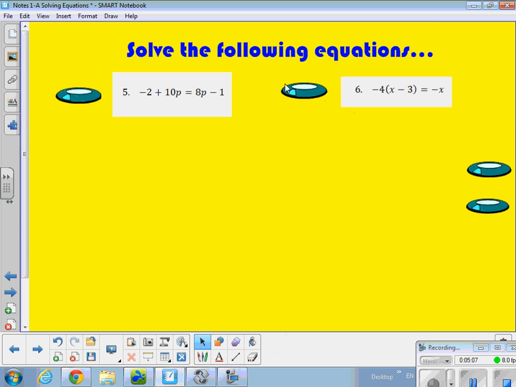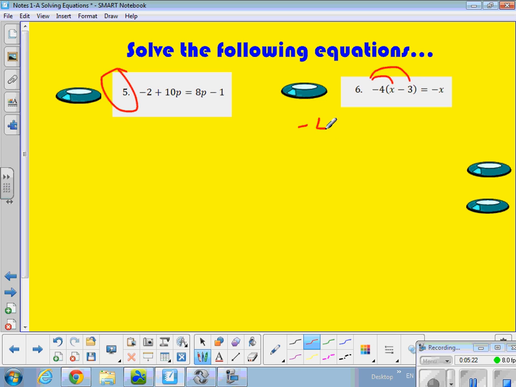It's freezing a little on me here. So you're going to do this one on your own, and then let's take a look at number 6. I'm going to get that started for you. So we want to take this -4 and distribute it into everything, so we're going to be multiplying everything by a negative.